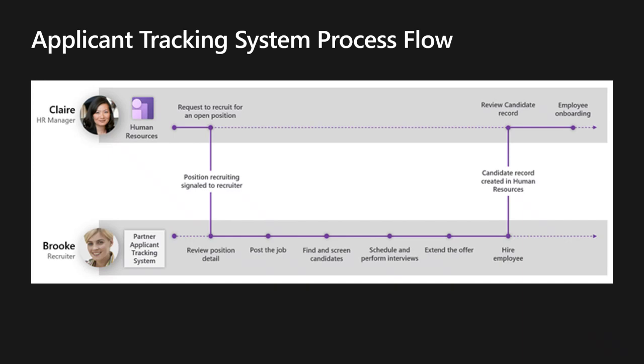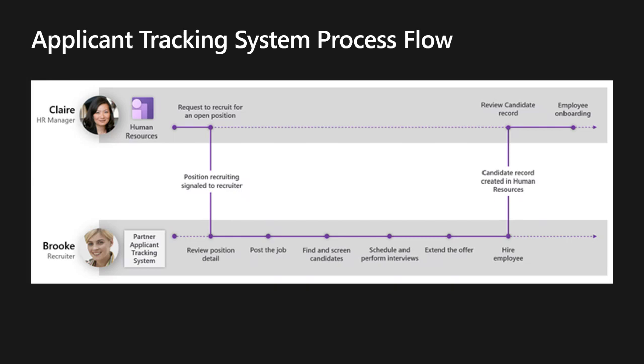So this diagram helps us understand how that integration was designed and where those different functions will occur. So inside of Dynamics 365 Human Resources, a manager can either create that request to recruit directly from Employee Self-Services, or an HR manager with that security role for HR manager can go directly into the Request to Recruits page and create a new request to recruit.